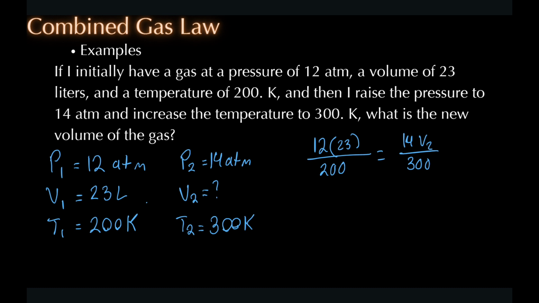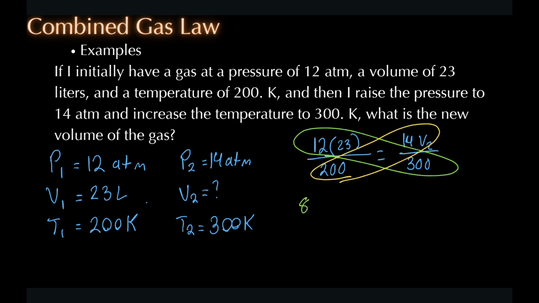Now I will do this by cross multiplying and dividing. So I'm going to take all of these and multiply them together, and what I will end up with will be 82,800. I will set that equal to my other side being multiplied together, so 2,800 multiplied by my unknown variable.